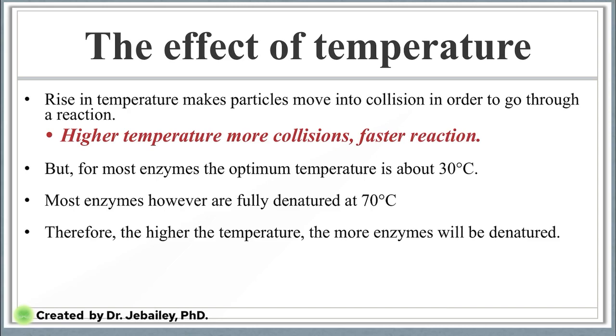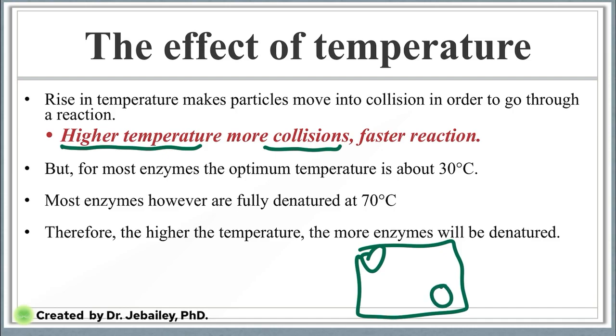Now, first we know that the more temperature there is, the more collisions, right? Why? Because if you put temperatures on those substrates, like I told you in the box, if you put two molecules here and you increase the temperature, yeah, they're going to move faster and they might hit each other. Great. Even the enzymes, they might move faster.